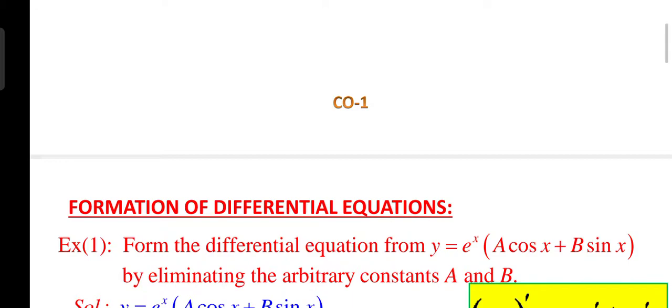Right students, in today's class we discuss formation of differential equations.